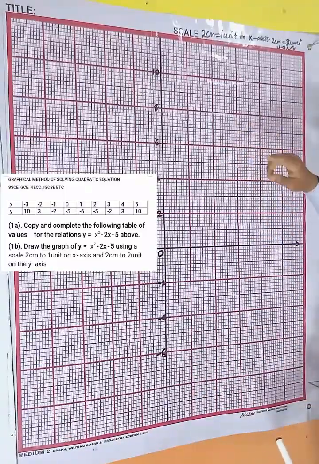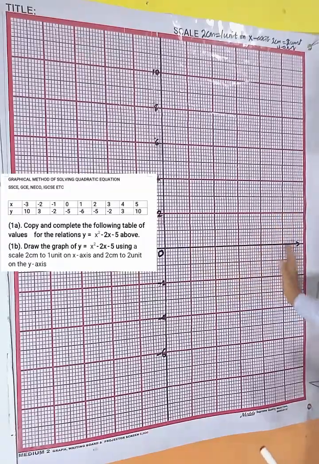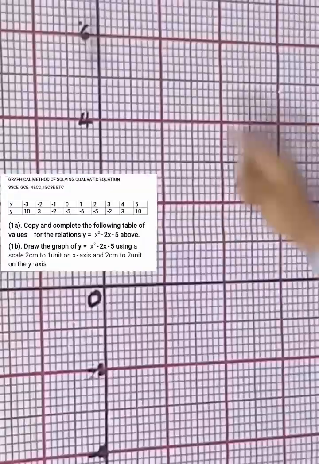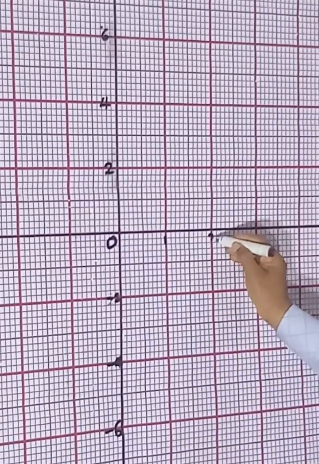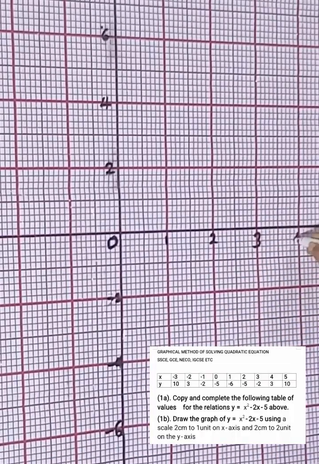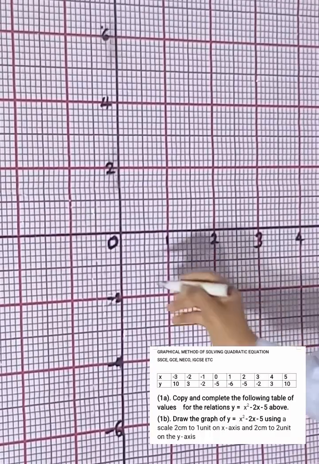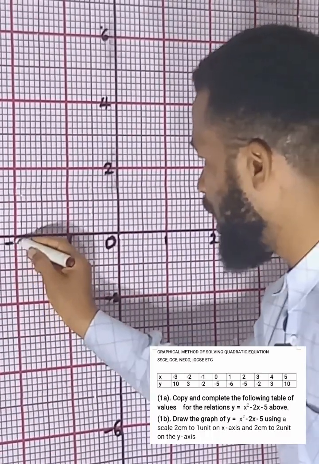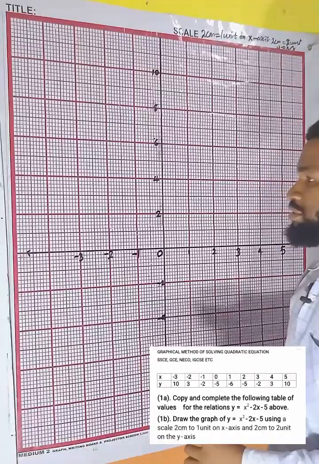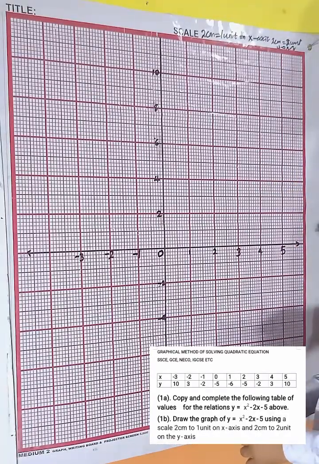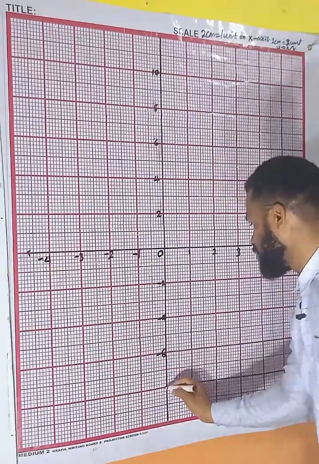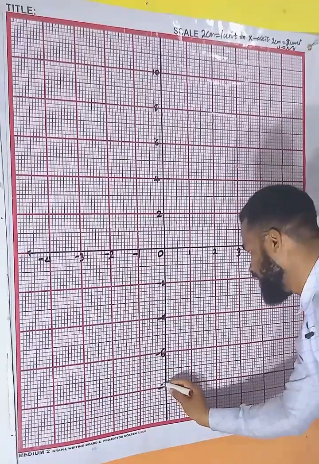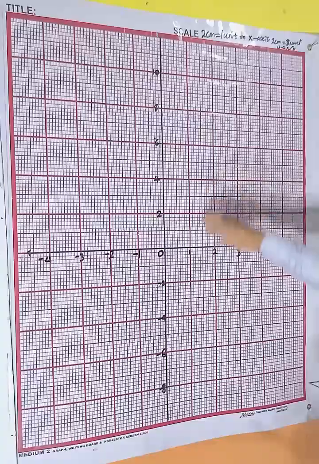Now, let's look at my x-axis, and 2 cm means 1. So 1, 2, 3, 4, 5, 6, 7, 8, 9, 10. Every 10 lines means 2 cm. So this is 1, 2, 3, 4, 5. So this is going to be -1, -2, -3. Y has, yes, -3 is where y ends. So I can still put -4. I can also put -8. All right. So I have done putting my scale.